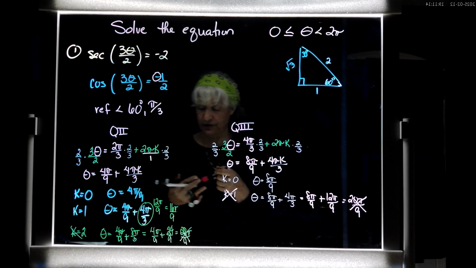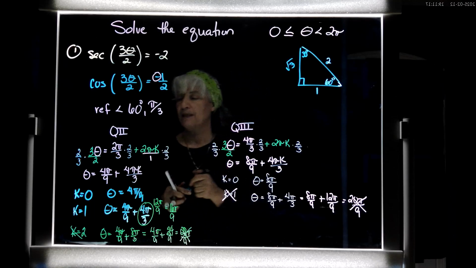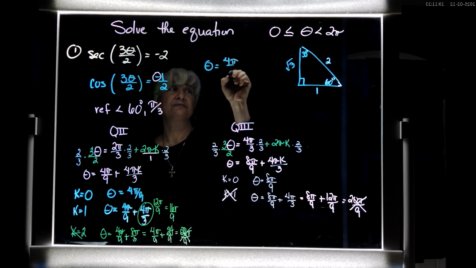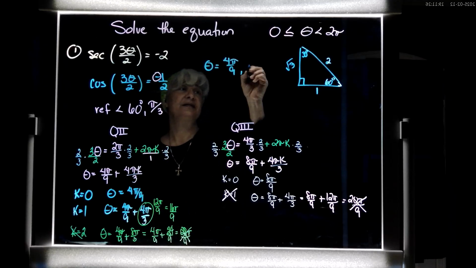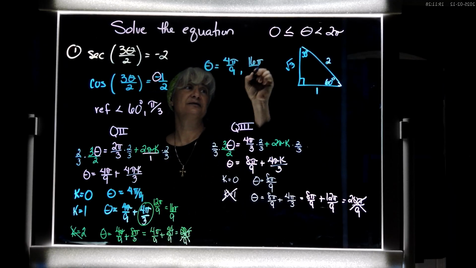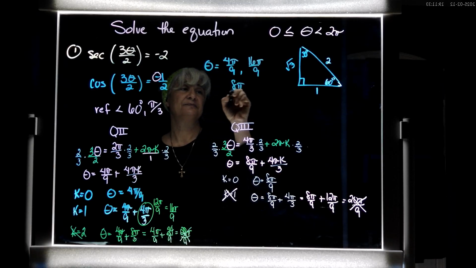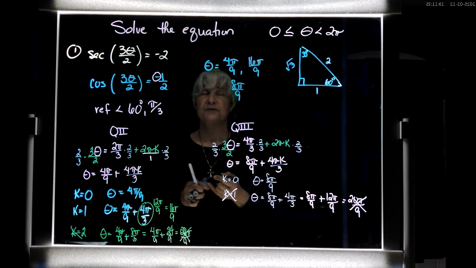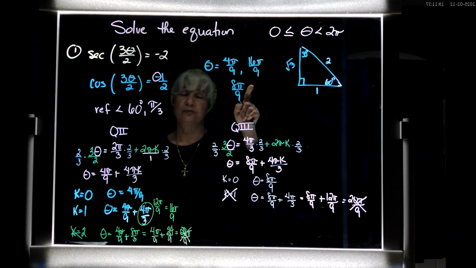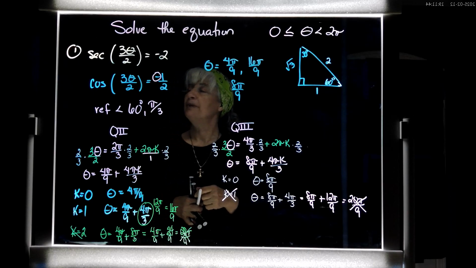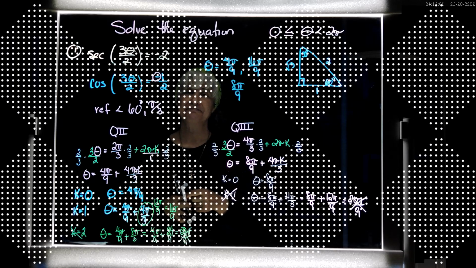So in this particular case, your theta is going to equal 4 pi over 9, 16 pi over 9, and 8 pi over 9. Two from quadrant 1, two from quadrant 2, and only one from quadrant 3. Good? Okay. Example number 2, coming your way.